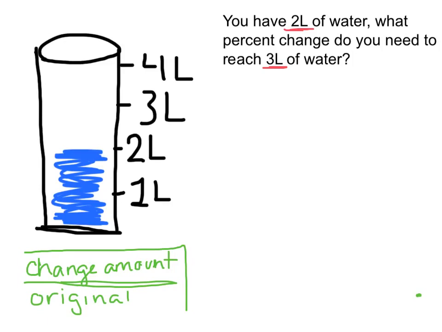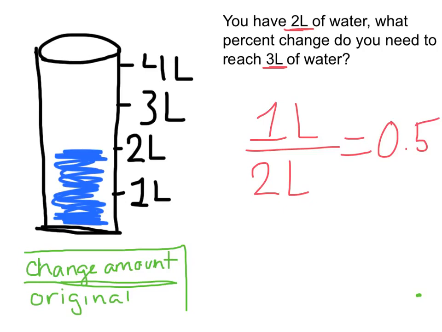Now let's put our formula into action. We have the change amount, which is from 2 liters to 3 liters. 3 liters minus 2 liters is just 1 liter over the original amount, which is 2 liters. And that is equal to, if you want to use your calculator, you can, 0.5 as a decimal. Now we can change that decimal into percent, 0.5, by moving the decimal 2 places to the right. 1, 2. So we have a 50% increase.